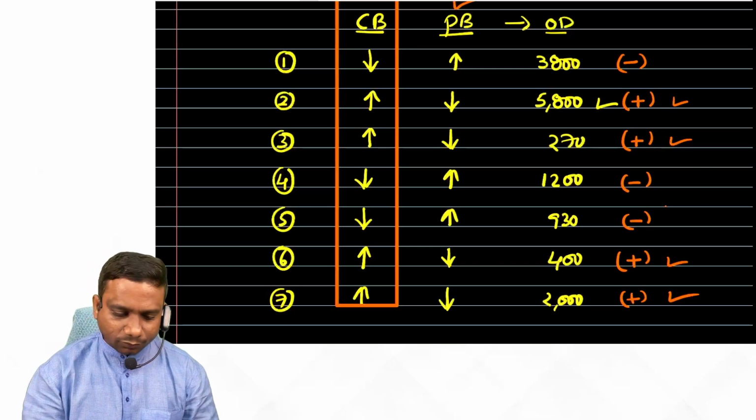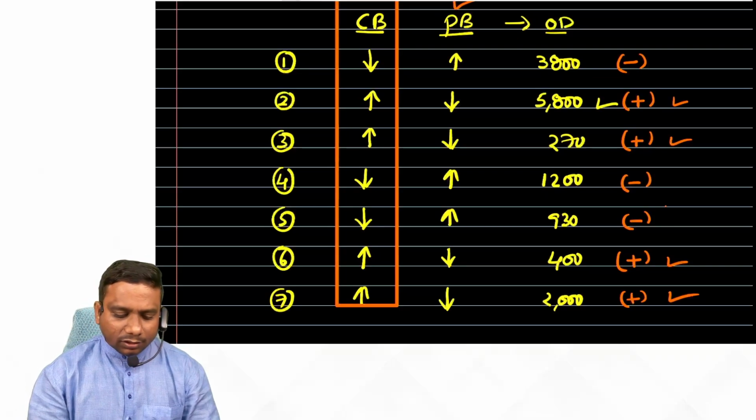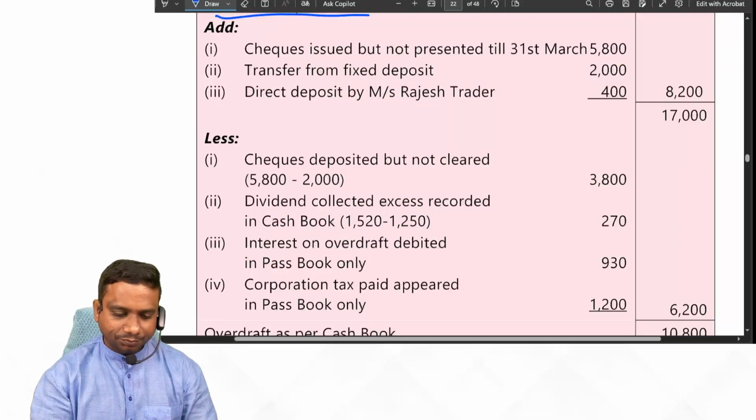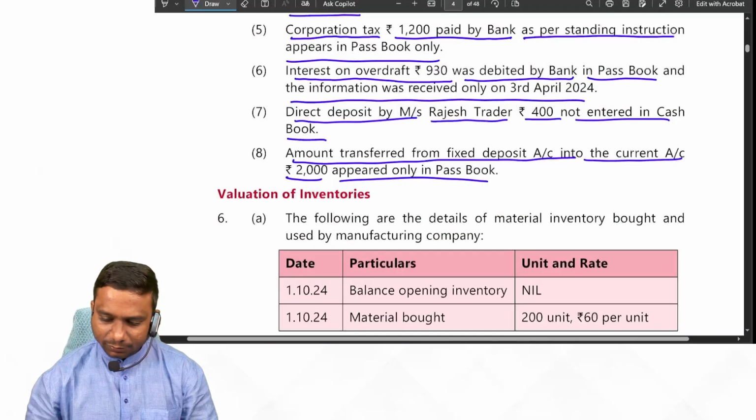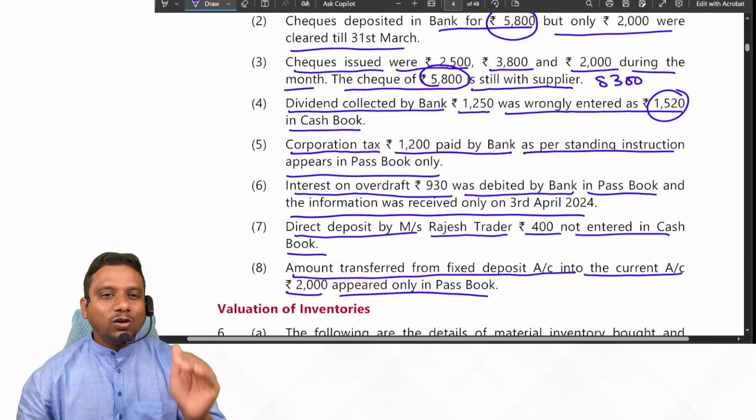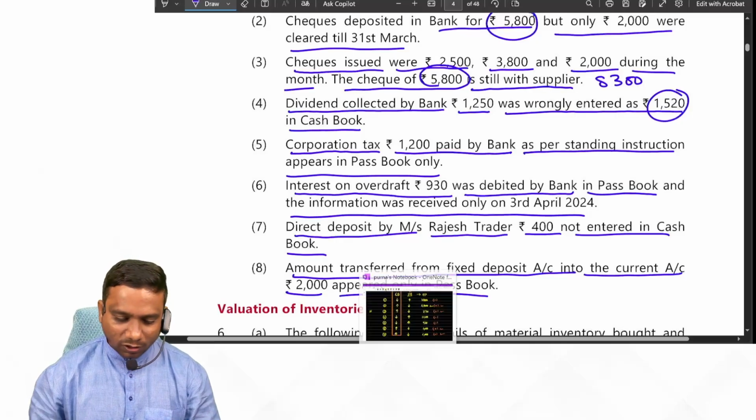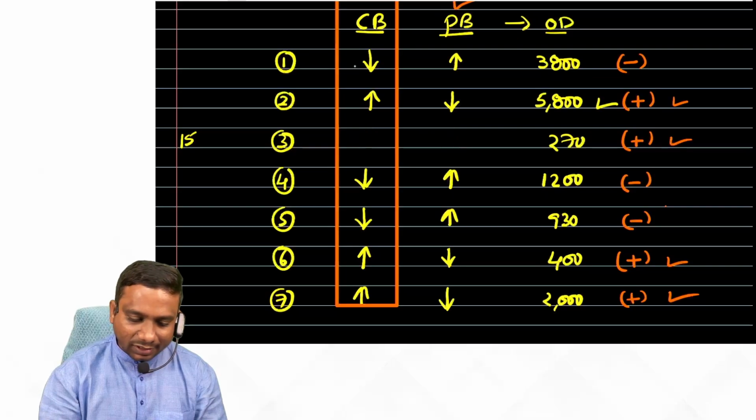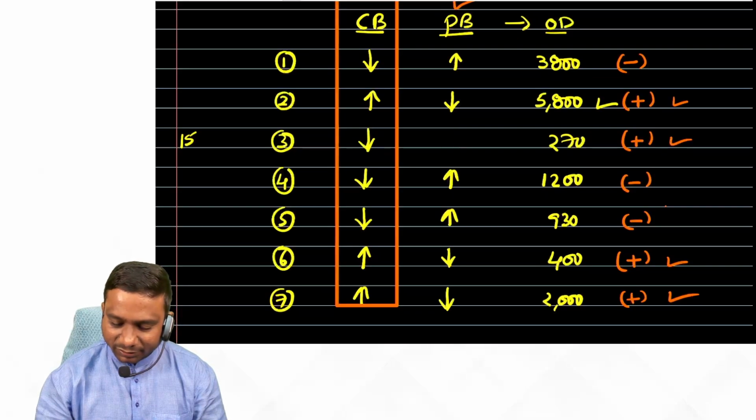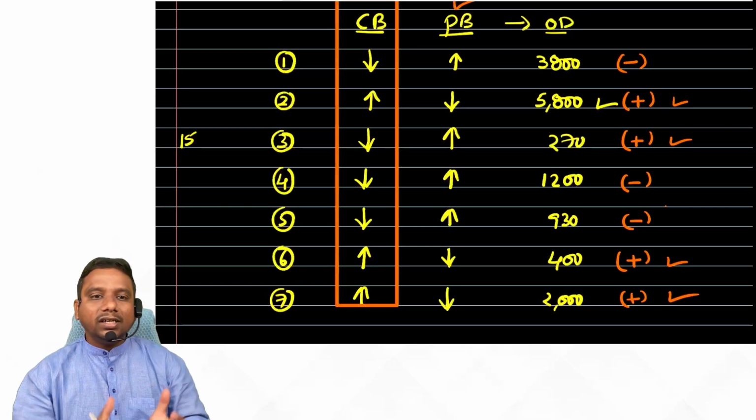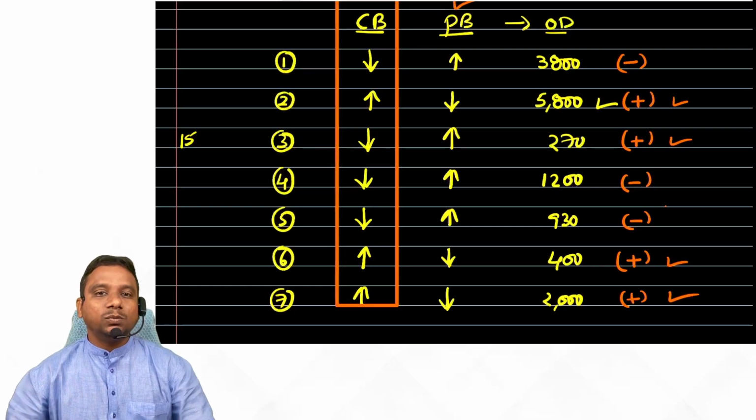Yeah, observe, students, one small correction. In the cash book, how much amount is recorded? 1520. So this is dividend collected. Our overdraft decreases, whereas the passbook overdraft increases. We recorded 1520, so overdraft decreased by 1520. But in the passbook, they recorded 1250, so overdraft decreased by 1250.